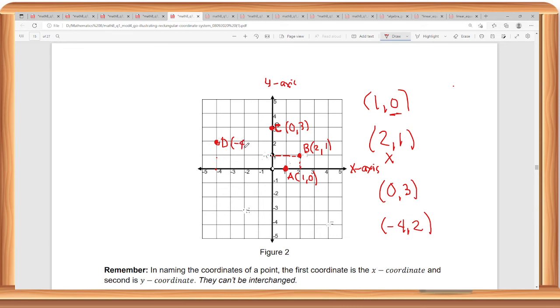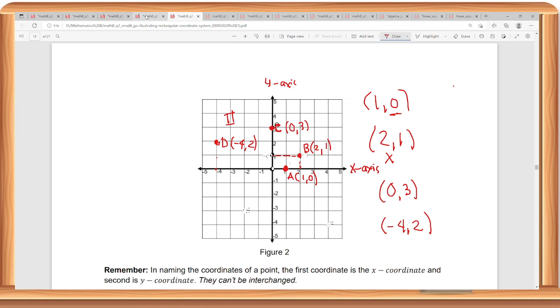The x coordinate is negative 4 because it is on the left side of the y-axis, and the y coordinate is 2, so that it is above the 0 of the origin. That means it is in the second quadrant.